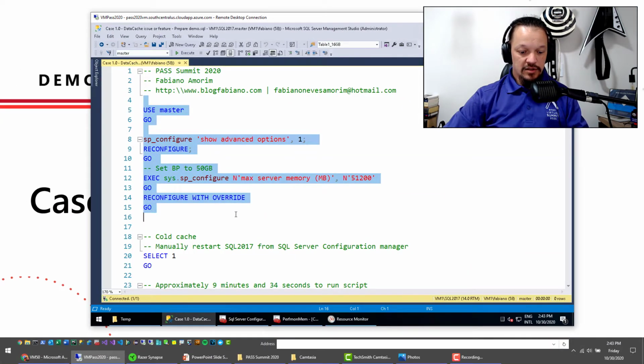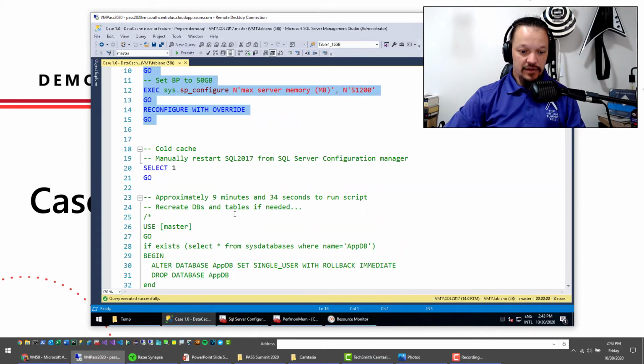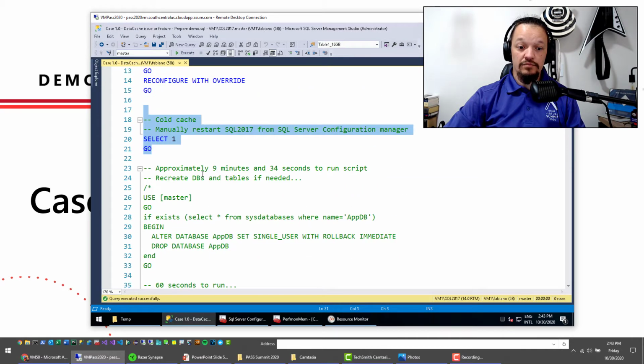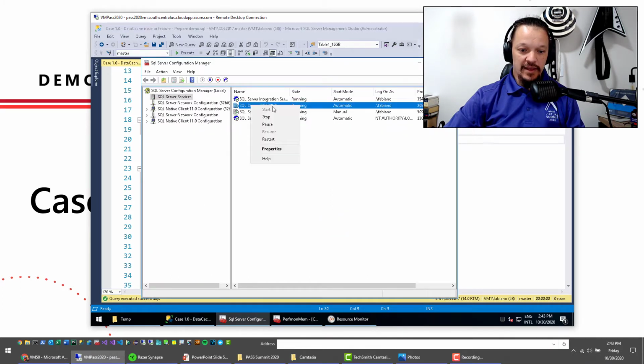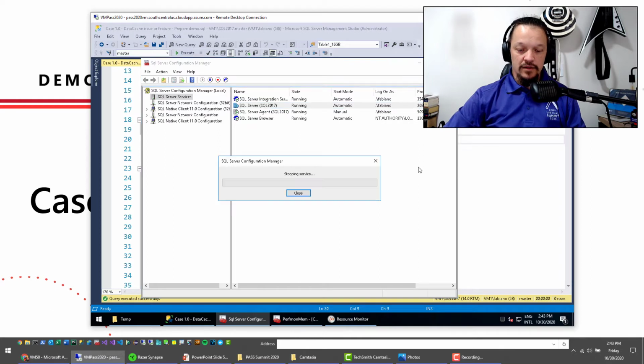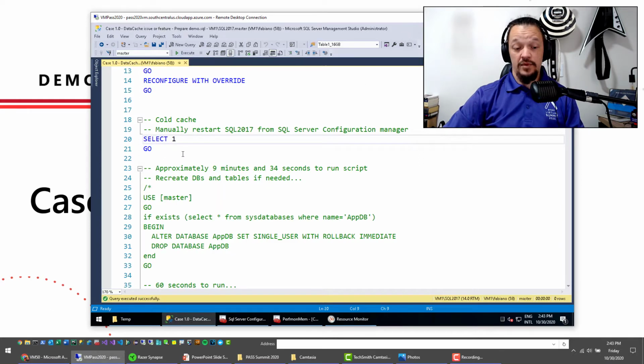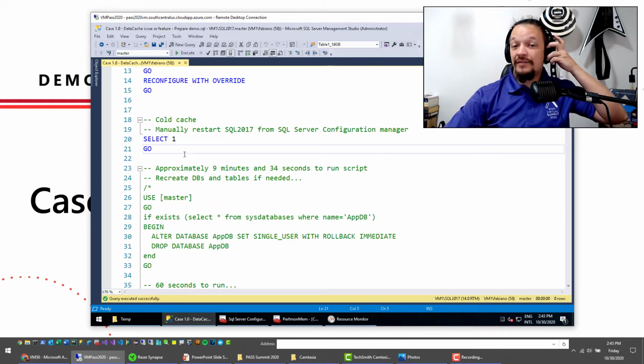All right, just to confirm that I have the 50 gig, and I want to test starting from a cold cache, so I will restart the instance to have the worst scenario, where I would have to read the data from the disk.